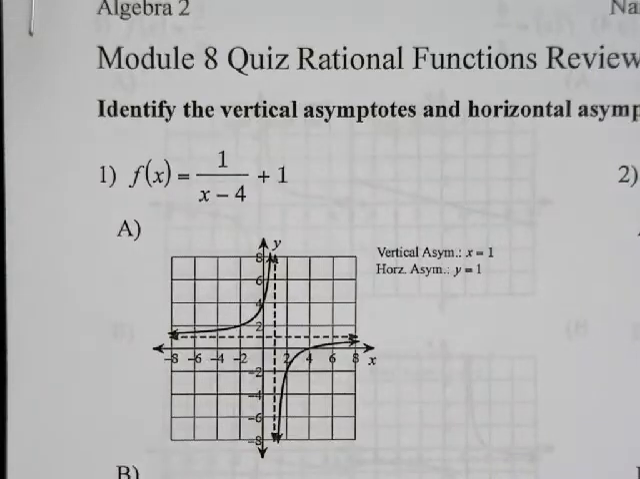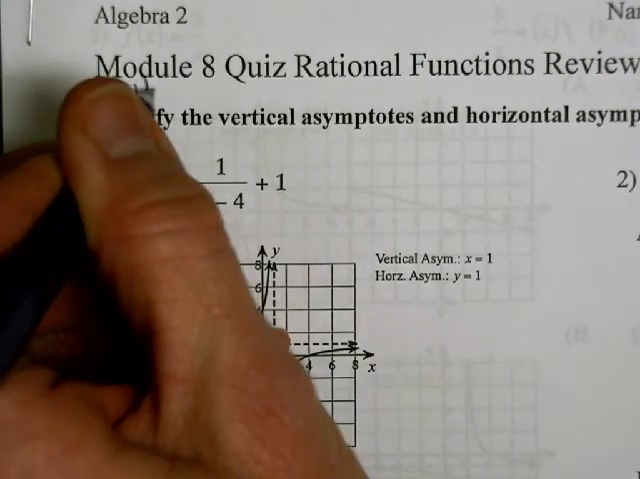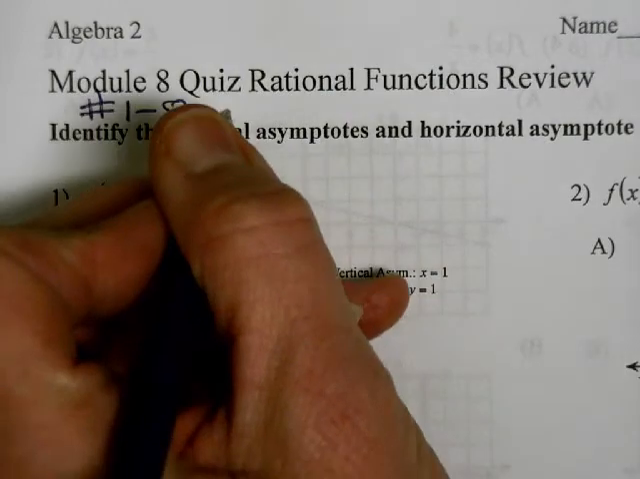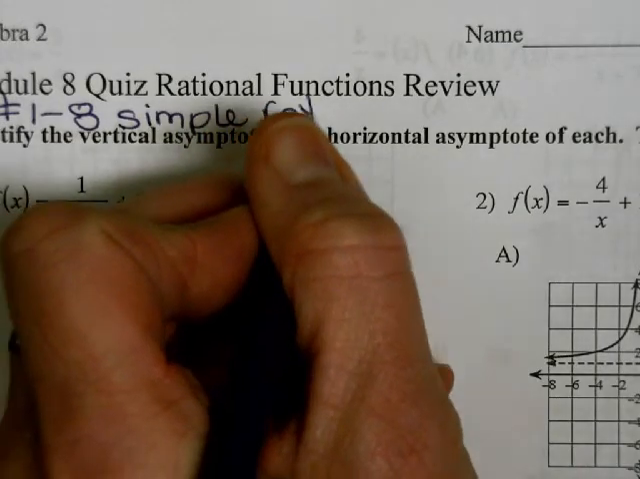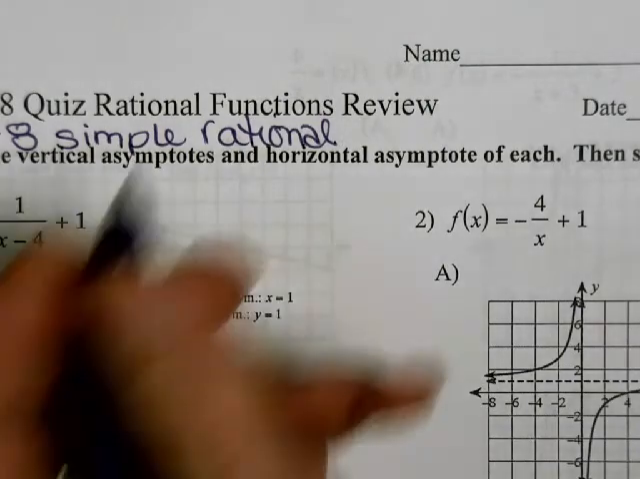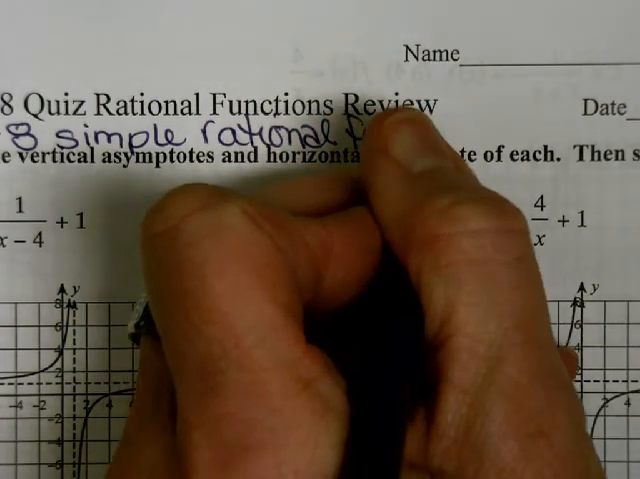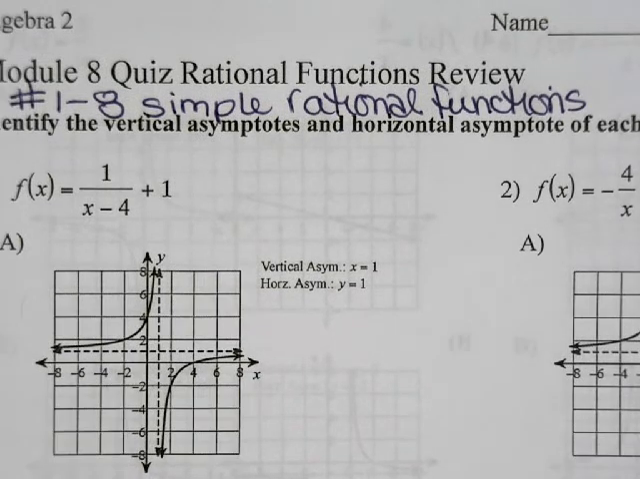Okay, so everybody's got this version of the Module 8 quiz rational functions review, and numbers 1 through 8 are simple rational functions. And so that's why graphs are included on this first 8, so that you can experience what it looks like when a simple rational function is graphed.